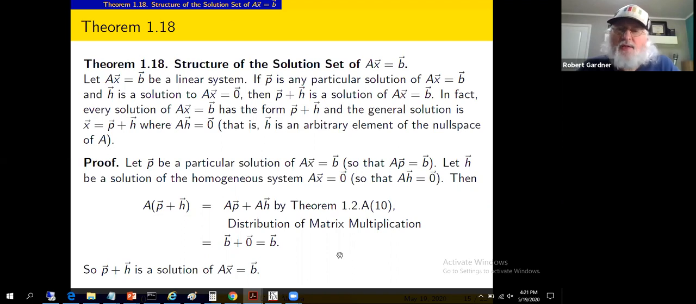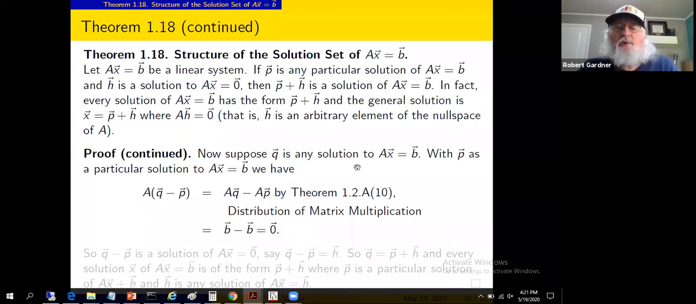That's what their wording is meant to mean. All right, so suppose Q is any solution to AX equals B. I've chosen a different vector Q. With P as a particular solution, consider A times Q minus P. We're going somewhere with this, but we've got our reasons.